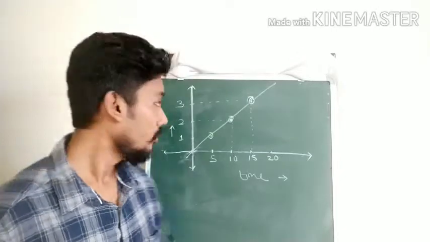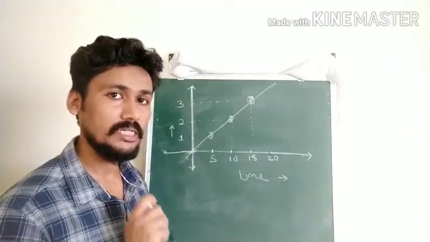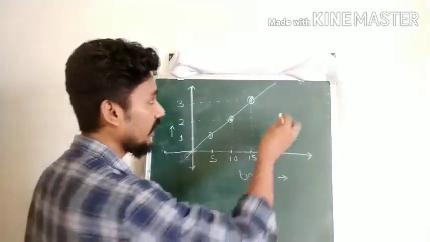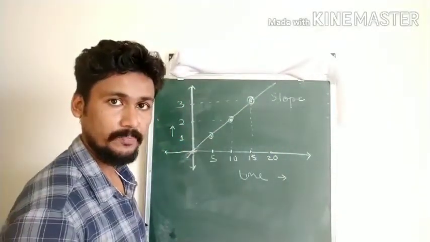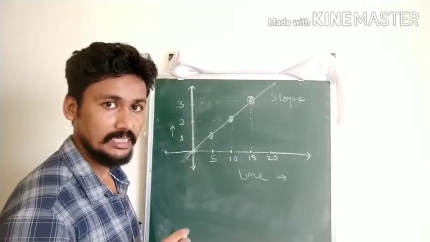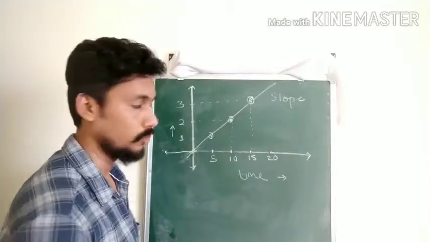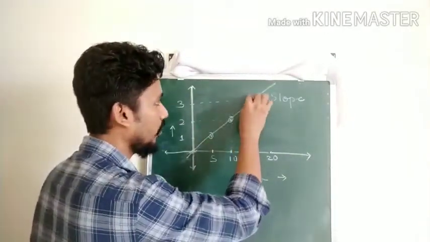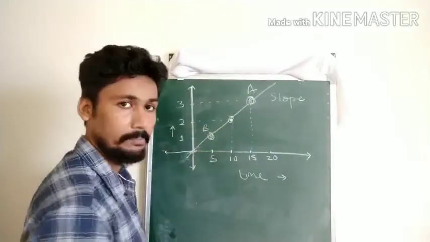An xt graph can also help us to find out the speed of the object. How will it help us? We can find something called the slope of the graph. The slope of the graph gives us the speed of the object. Of course, now you will ask how to find out the slope. You can select any 2 points on the graph. So I am going to select this point. I will call that point A, and the second point I will call B.